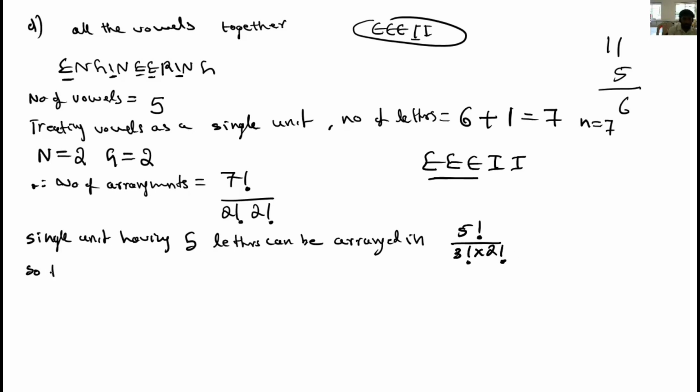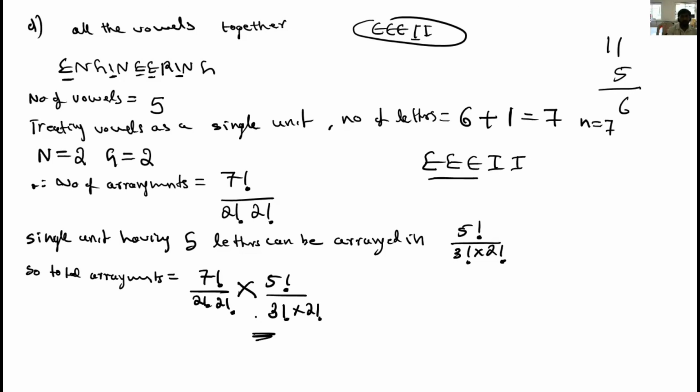So total arrangements is equal to 7 factorial by 2 factorial into 2 factorial. That's the first event, right? Arrangement of 7 letters followed by arrangement of the single unit, that is 5 factorial by 3 factorial into 2 factorial. Okay, it's the answer for the given question. The next 2 cases, try to solve. In the next session we will see types of permutation and numbers. Okay, thank you.